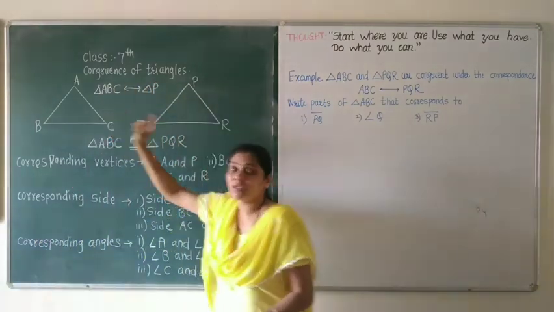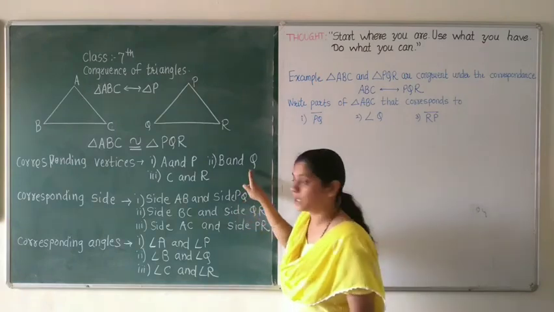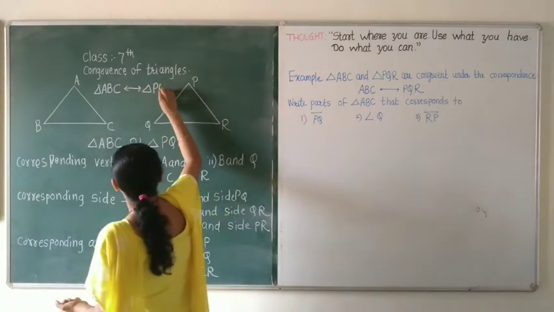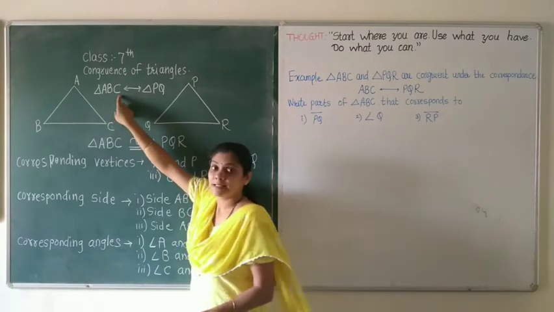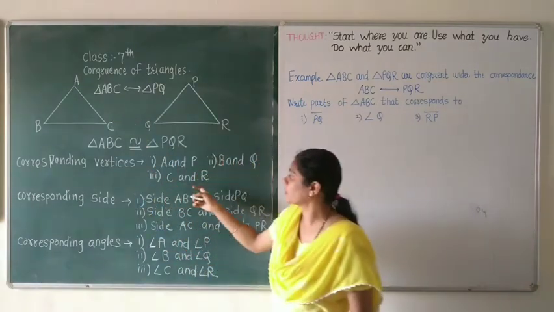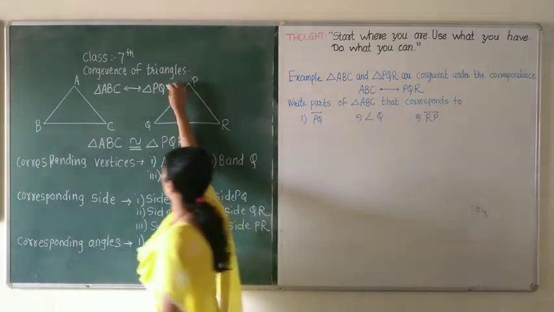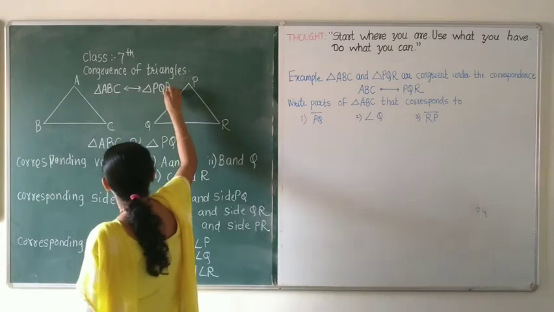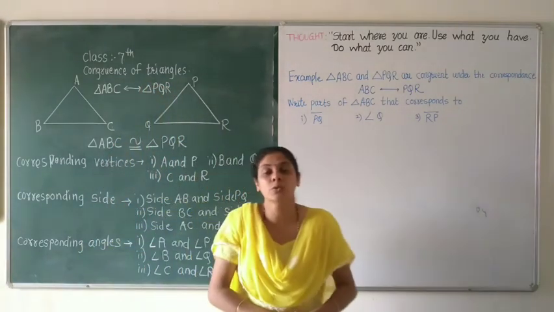Then B, and which vertex is corresponding to B? Q. So we will write here Q. Then C, and C corresponds to R. So triangle ABC corresponds to triangle PQR.